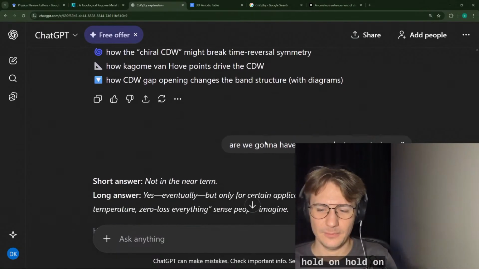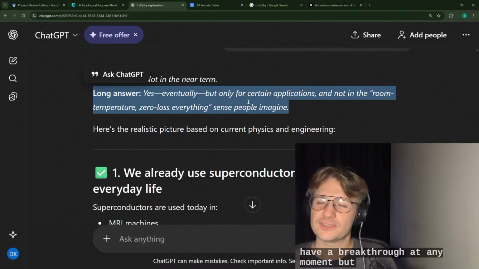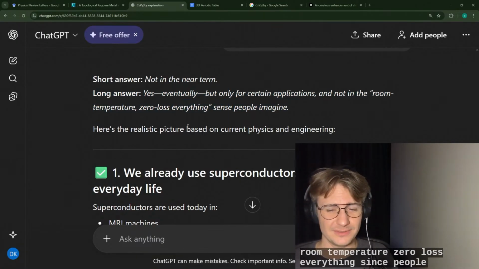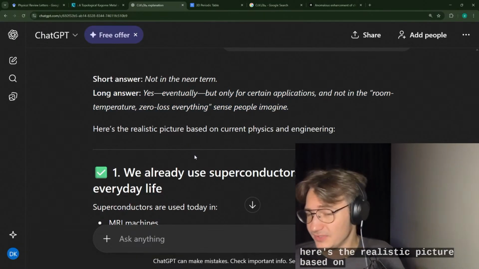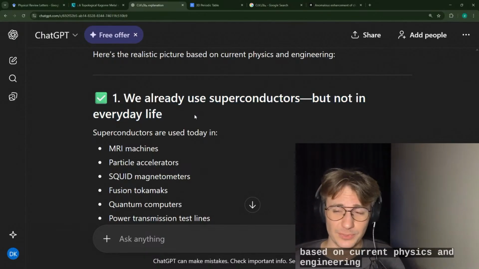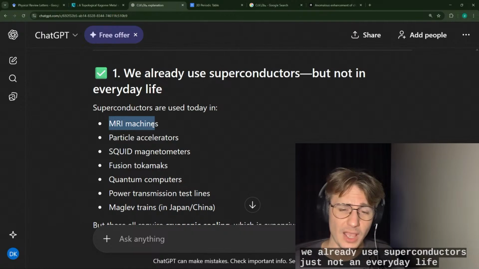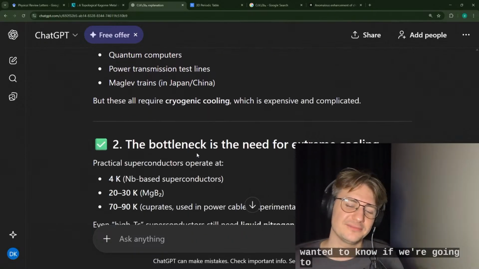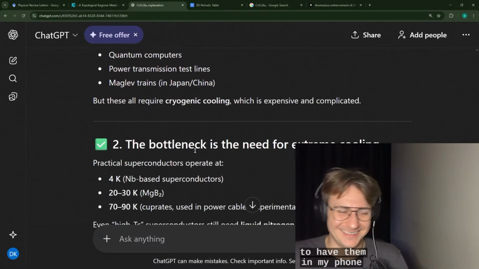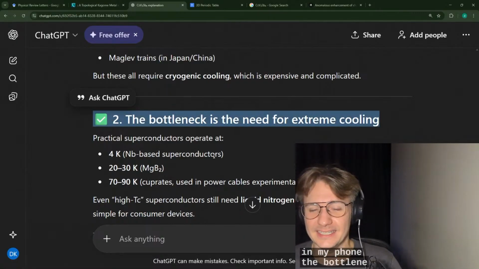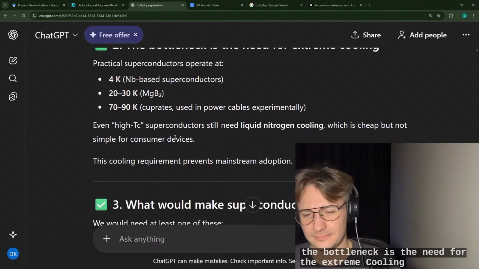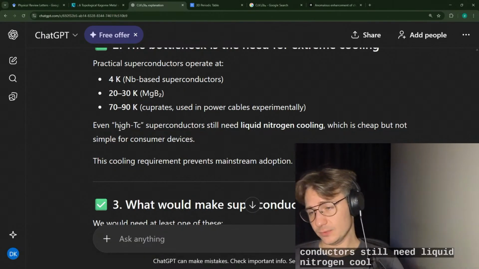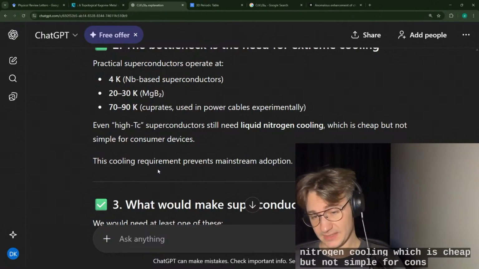Hold on. I mean, we might have a breakthrough at any moment, but only for certain applications and not in the room temperature, zero loss, everything sense people imagine. Here's the realistic picture based on current physics and engineering. We already use superconductors, just not in everyday life. In MRIs, particle accelerators, SQUID magnets. Yeah, I know. I just wanted to know if we're going to have them in my phone. The bottleneck is the need for the extreme cooling. Even high temperature superconductors still need liquid nitrogen cooling, which is cheap but not simple for consumer devices.